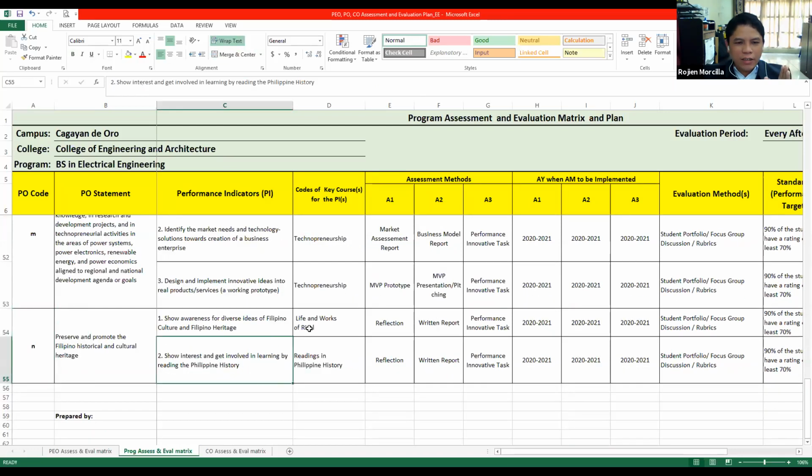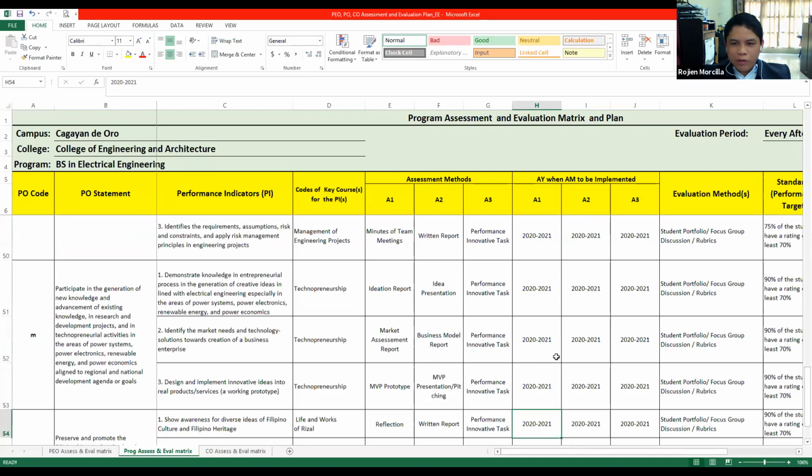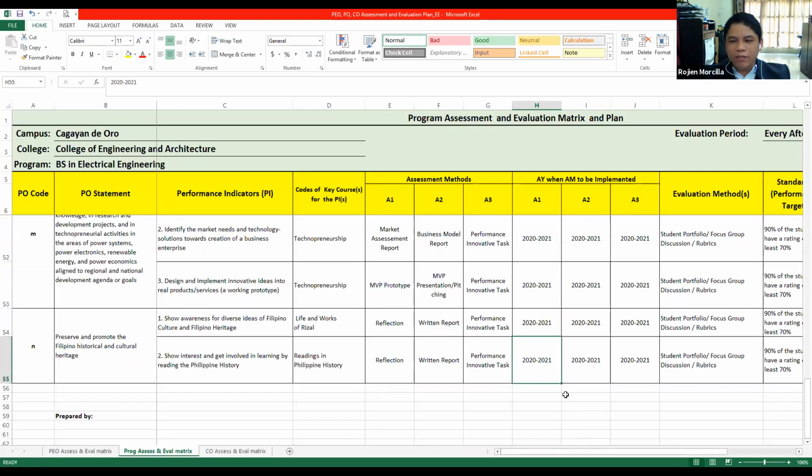So letter N is my challenge now. For example, for letter N I have two indicators in the subject life and works of Rizal, as a result of reading in Philippine history, because the outcome is to preserve and promote Filipino historical and cultural heritage. So I need data from this year. I will communicate with the professor teaching this Gen Ed subject to get the data, since it is theirs. This serves as a guide, in case the semester ends and we still have no data. That is our concern.